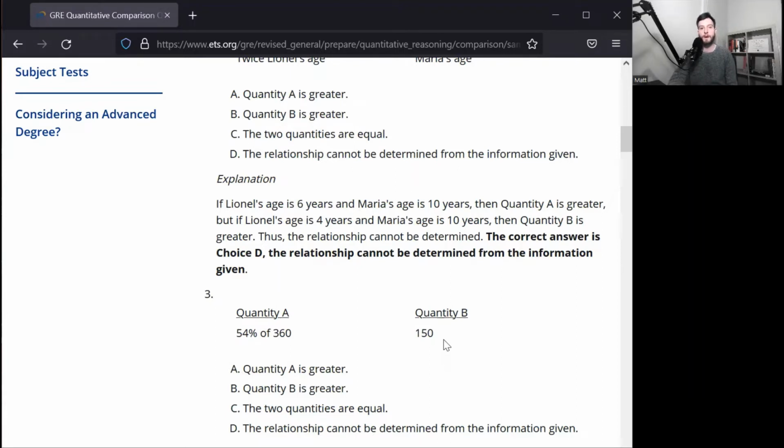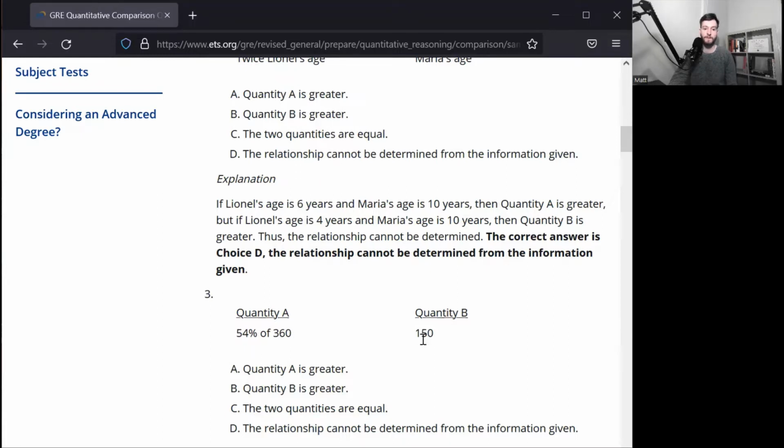There is a quick way to do this. If you understand that 150 is half of 300, then you can automatically know that A is greater. Why? Because A is more than half, 54%, of more than 360. Well, more than half of 360 has got to be more than 150, because half of 300 is 150.